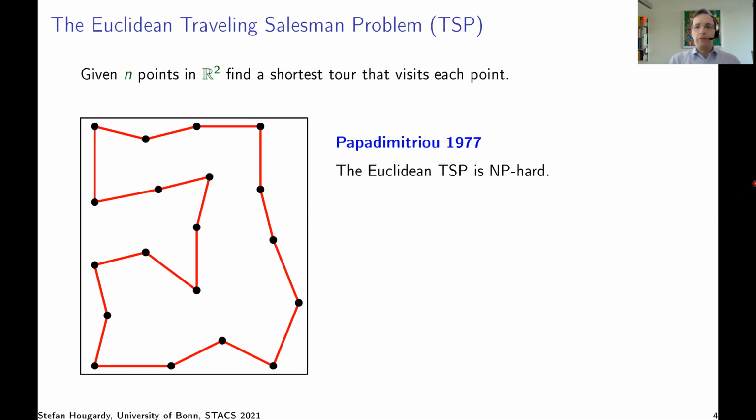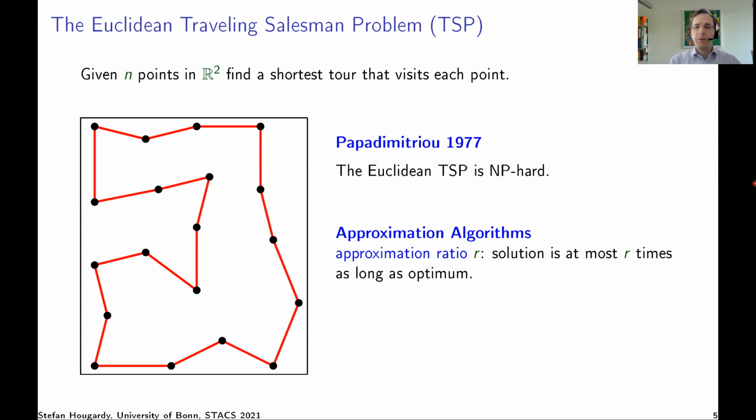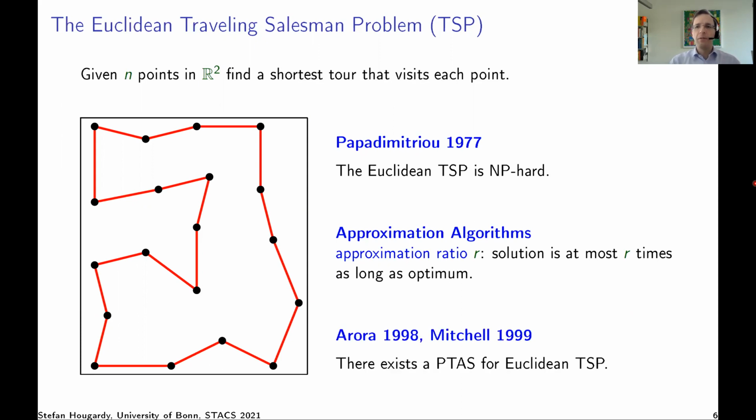This problem is well known to be NP-hard, so we are interested here in approximation algorithms. For an approximation algorithm, we say that it has approximation ratio R if it always finds a solution that is at most R times as long as an optimum solution. For the Euclidean traveling salesman problem, we have in some sense a best possible result for an NP-hard problem. Namely, we know that there exist polynomial time approximation schemes, which essentially means that we can find in polynomial time a solution that is arbitrarily close to an optimum solution.